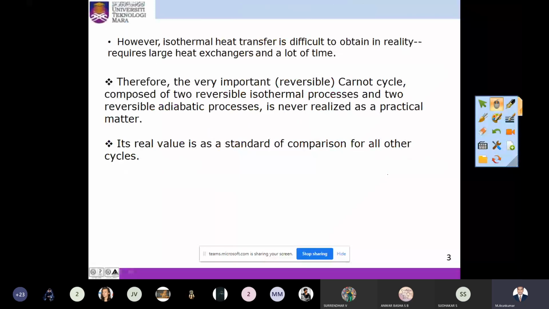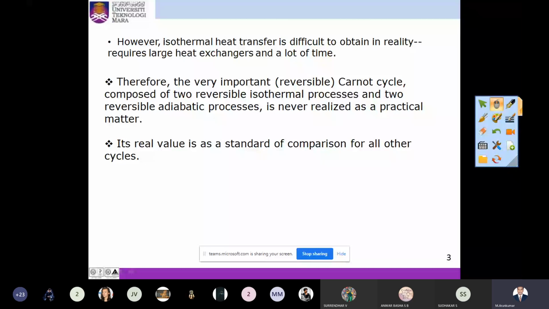However, isothermal heat transfer is difficult to obtain in reality, because it requires large heat exchangers and a lot of time. The Carnot cycle is an example of this, since isothermal heat transfer happens in the Carnot cycle. The Carnot cycle, composed of two reversible isothermal processes and two reversible adiabatic processes, is never realized as a practical matter. What we saw in the last class is not really practicable, so its real value is as a standard of comparison for all other cycles.